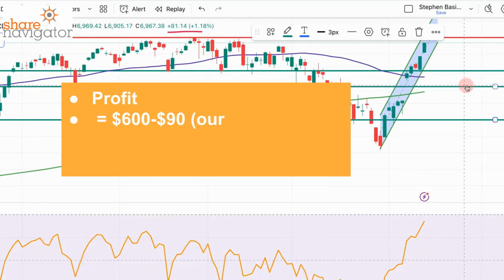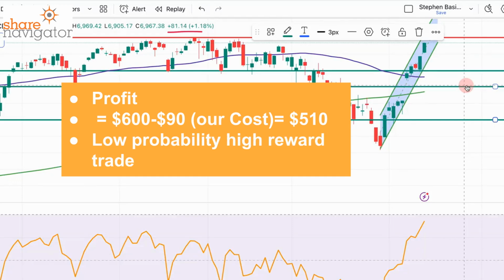Okay, now we think about the cost or the bet of that trade. We only invested $90 in that trade. So our actual profit on that would be 510. So it'll be 600 minus the 90 investment, which would be 510. So we're potentially risking $90 to make up to $510 in this particular trade.